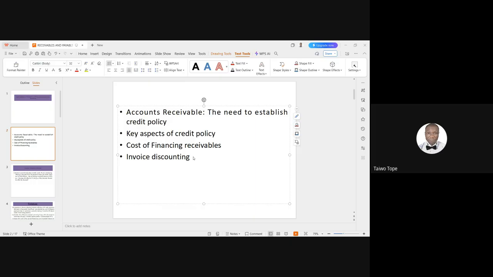There are costs associated with getting... These are what you have to consider before you set an appropriate credit policy for your organization.